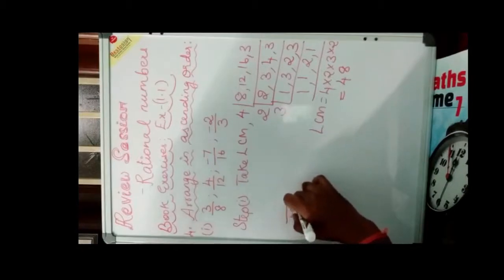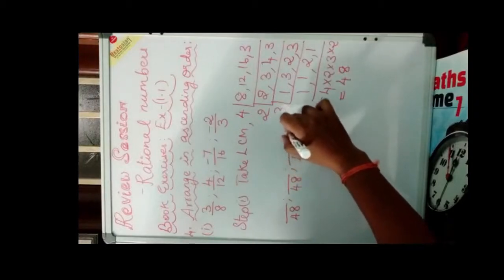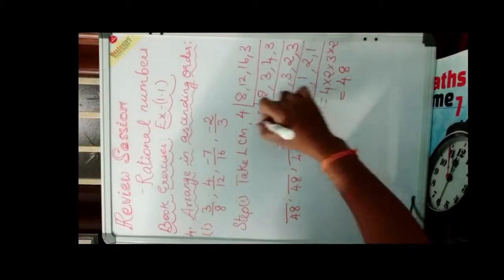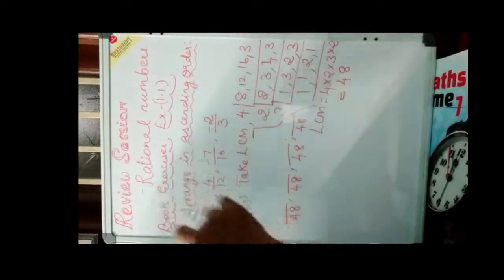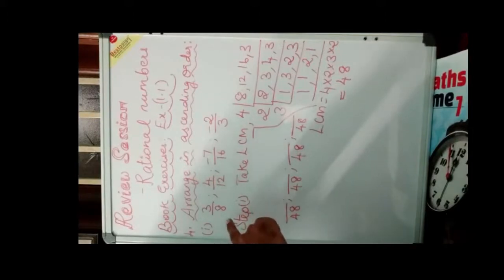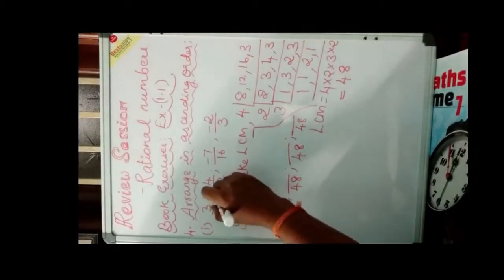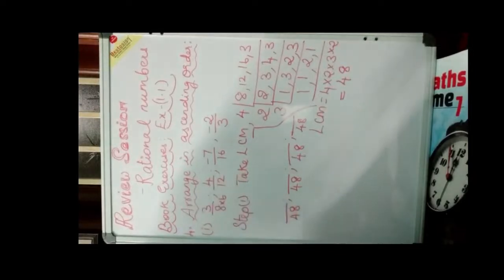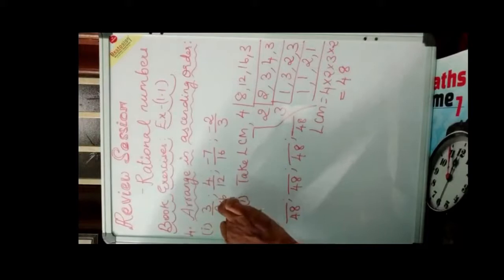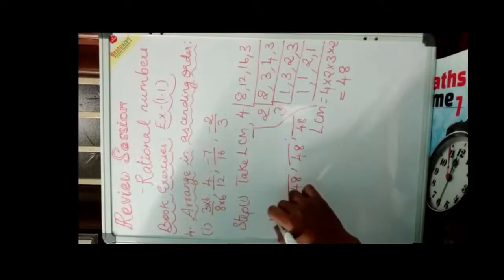So the first one is 48. Second one, so first you need to see what number if you multiply you will get 48. So any guesses? How many times if you multiply you will get 48? So go for 8 tables. So you will get 8. 8 6s are 48. So whatever you multiply in the denominator, the same you need to multiply in the numerator. So 6 3s are 18.